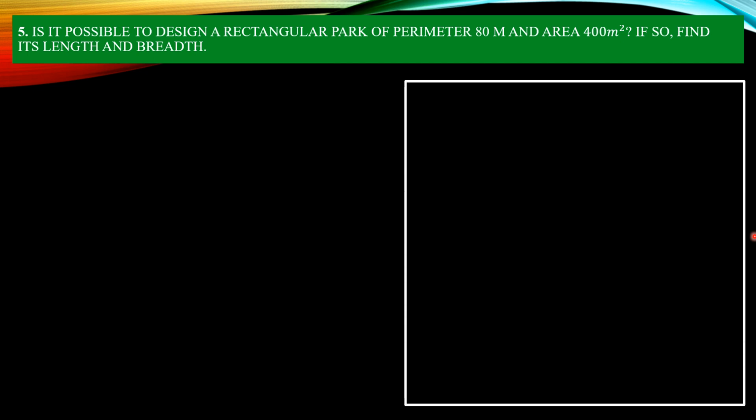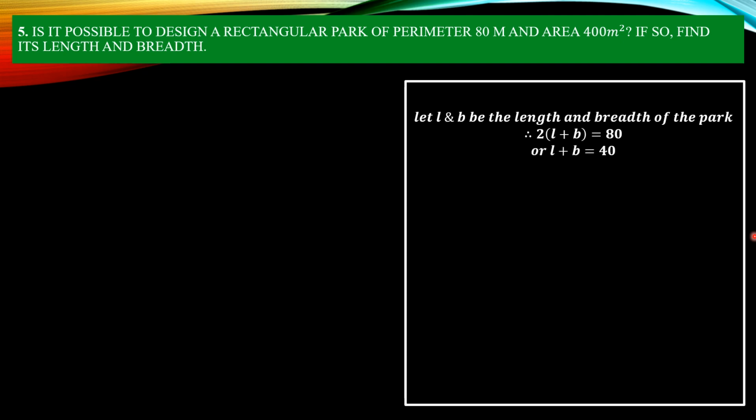So in this case, length and breadth are not in any sort of relation given to us. We are only given the perimeter and the area. So we will let the length and the breadth of the park be L and B. The perimeter will be twice L plus B is equal to 80, or L plus B is equal to 40. From here we will write B in terms of L, that is B is equal to 40 minus L, and we will replace this value here, right? Length into breadth, that is area, is equal to 400 square meter. We will replace B by 40 minus L to get the quadratic equation.